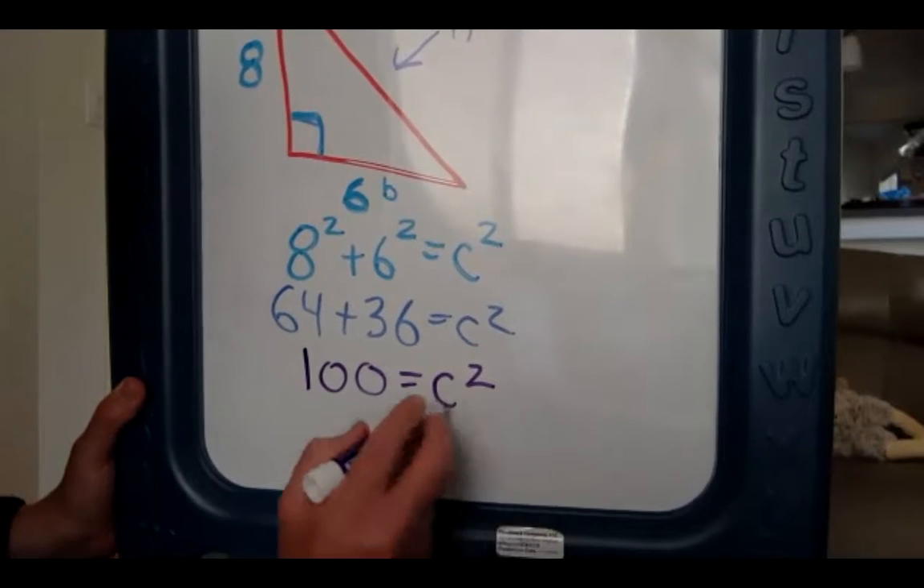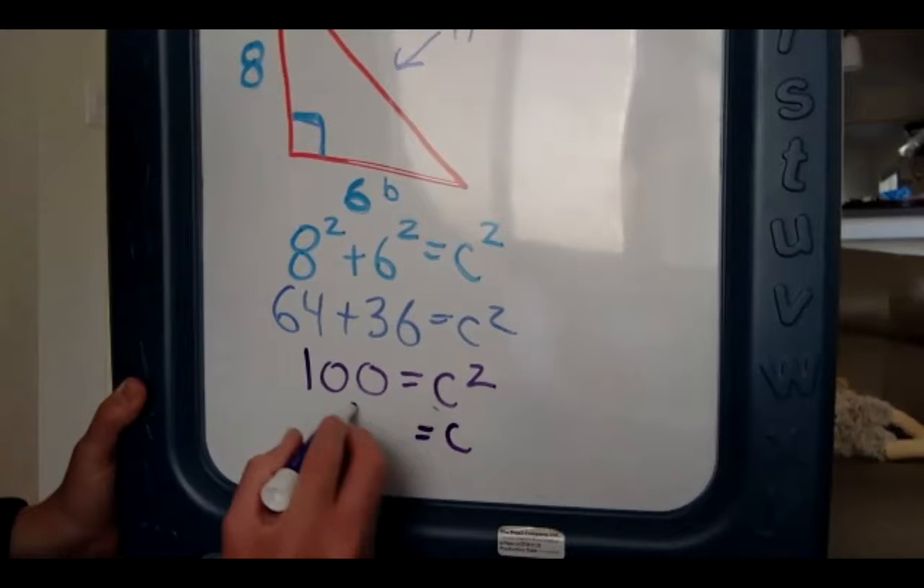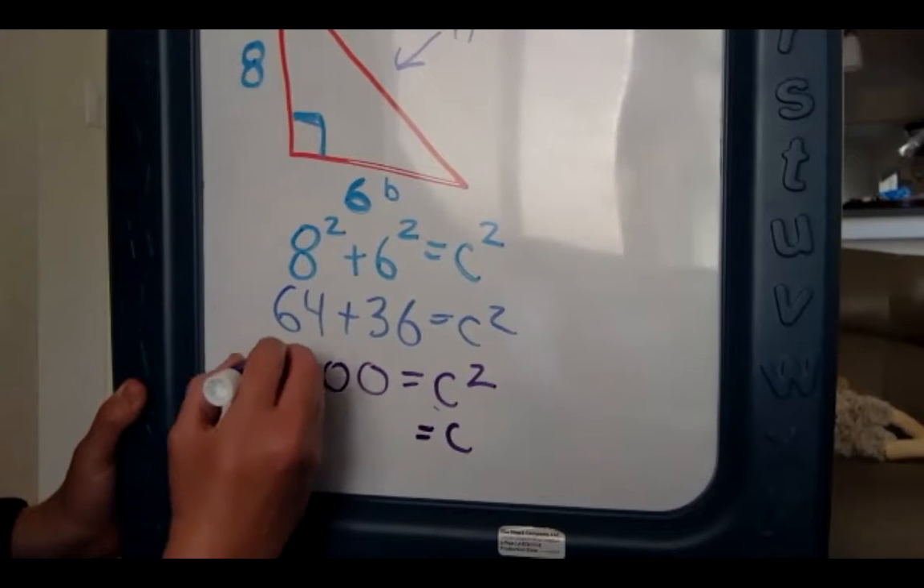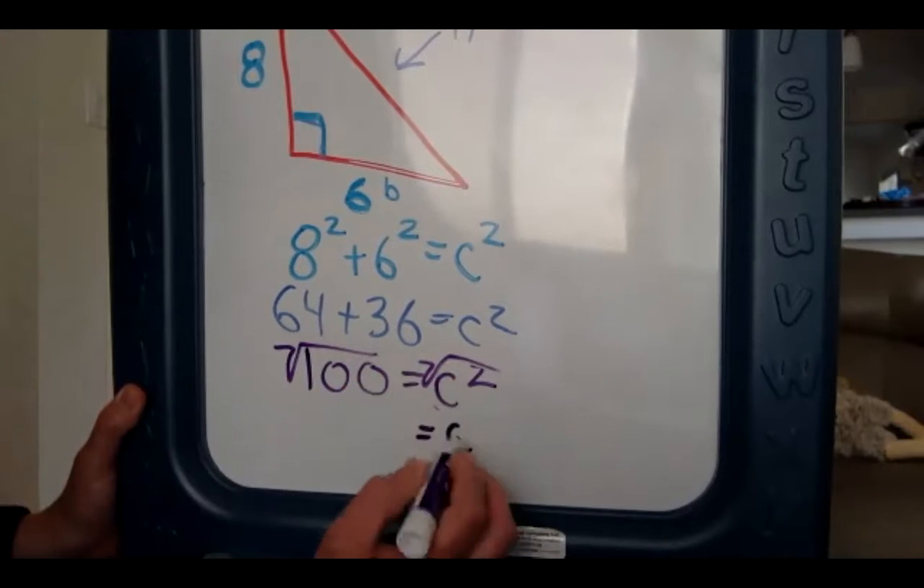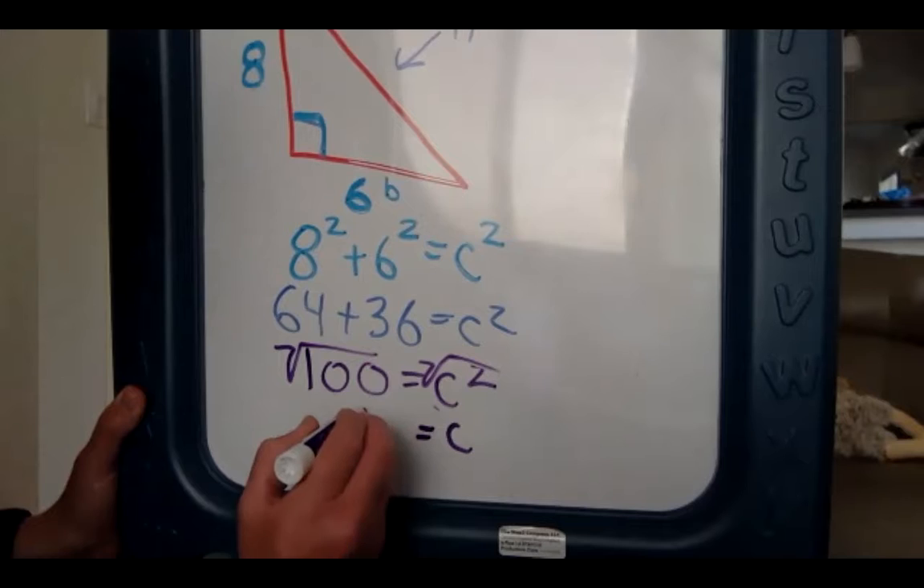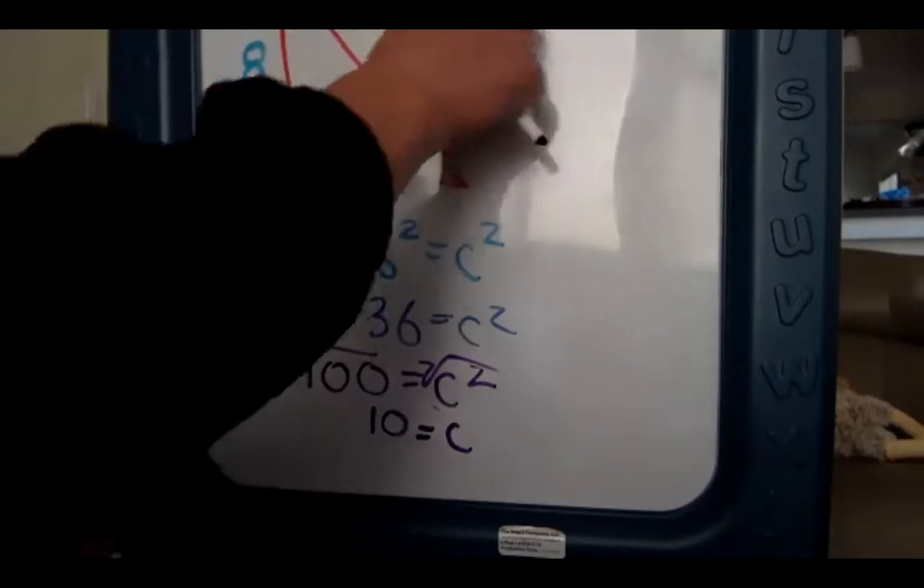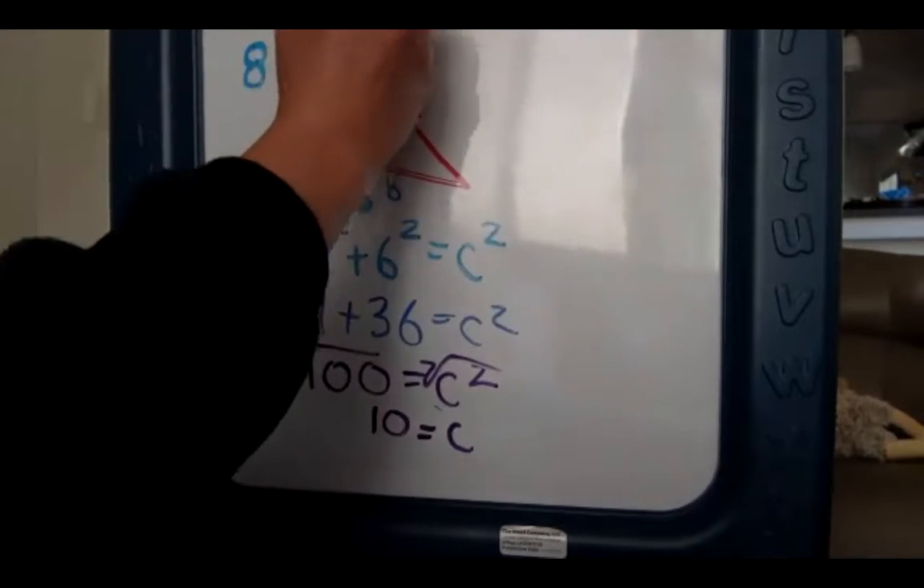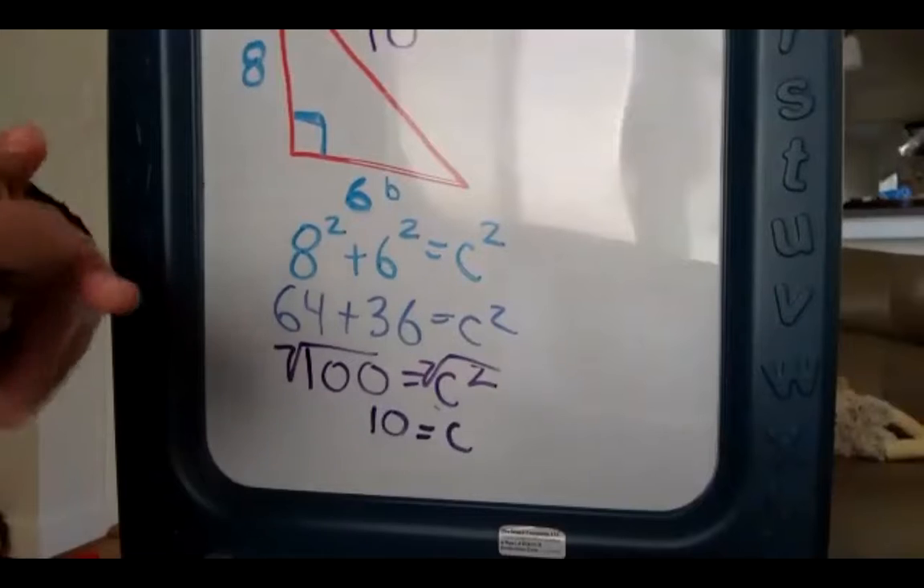And in doing that, we're going to get c, and if we take the square root of 100, this breaks down to c, and this breaks down to 10. Okay, so this hypotenuse is going to be 10. And then we can kind of check our work. So let's check and see.